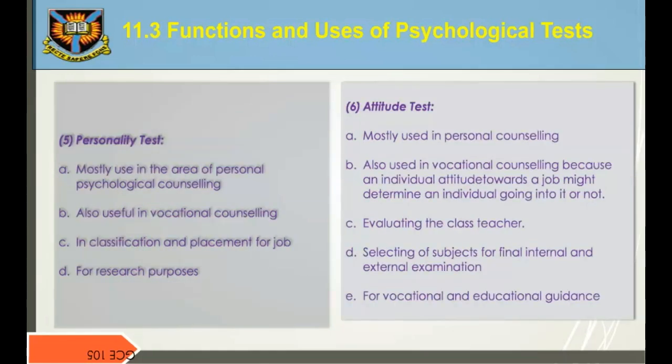5. Personality test. A. Mostly used in the area of personal psychological counseling. B. Also useful in vocational counseling. C. In classification and placement for job. D. For research purposes. 6. Attitude test. A. Mostly used in personal counseling. B. Also used in vocational counseling because an individual's attitude towards a job might determine an individual going into it or not. C. Evaluating the class teacher. D. Selecting of subjects for final internal and external examination. E. For vocational and educational guidance.